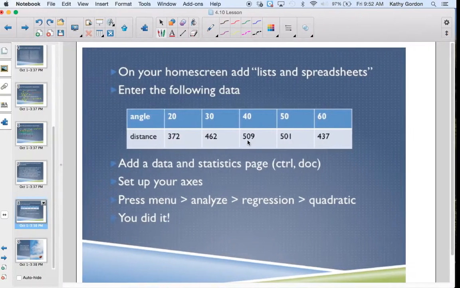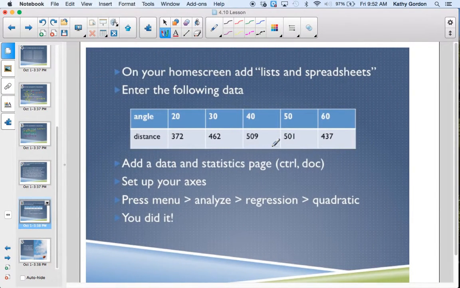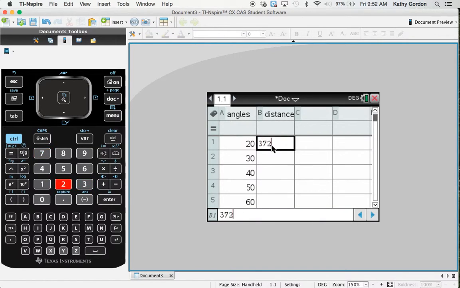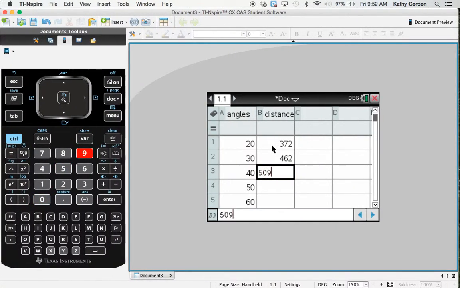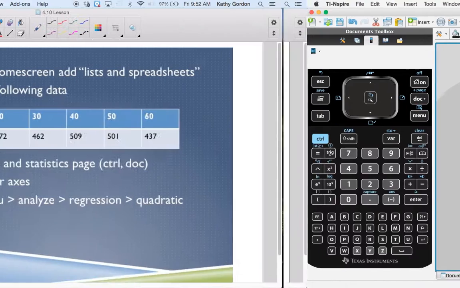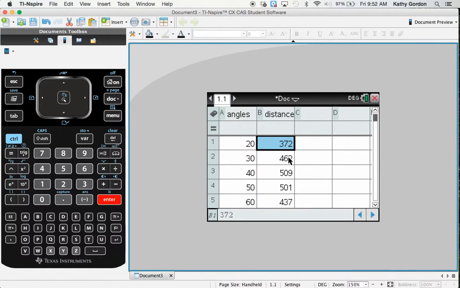Okay? So for angles, we had 20, 30, 40, 50, 60. 20, enter, 30, 40, 50, 60. All right, for distance: 372, 462, 509, 501, and last but not least, 437. Okay, everybody got that in?